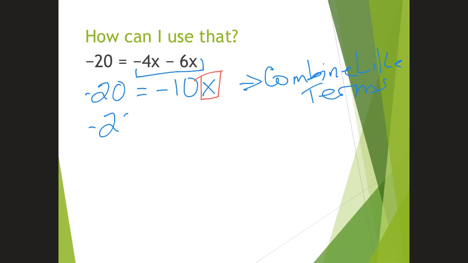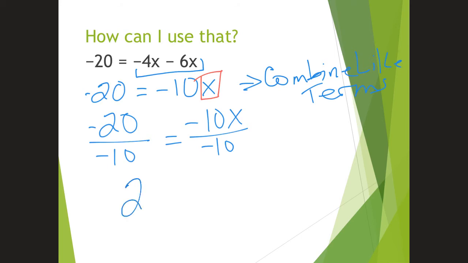So I have negative 20 divided by negative 10 equals negative 10x divided by negative 10. So when I look at this, my negative 20 divided by negative 10 gives me 2, because a negative divided by a negative is a positive. And negative 10x divided by negative 10, any number that I multiply and then divide by the same number is going to turn into 1. So it becomes simply x. So here's my value for x.